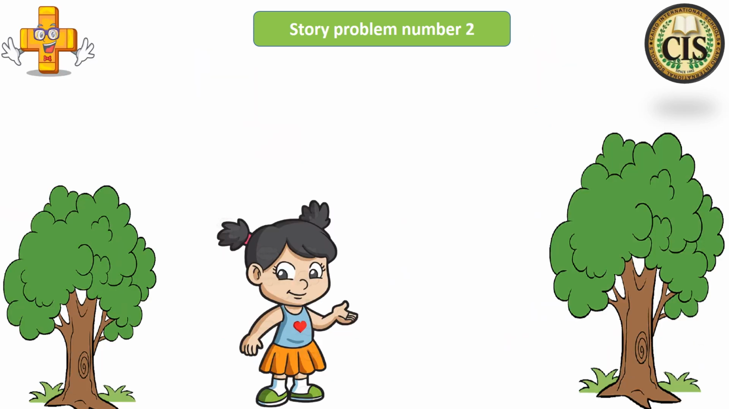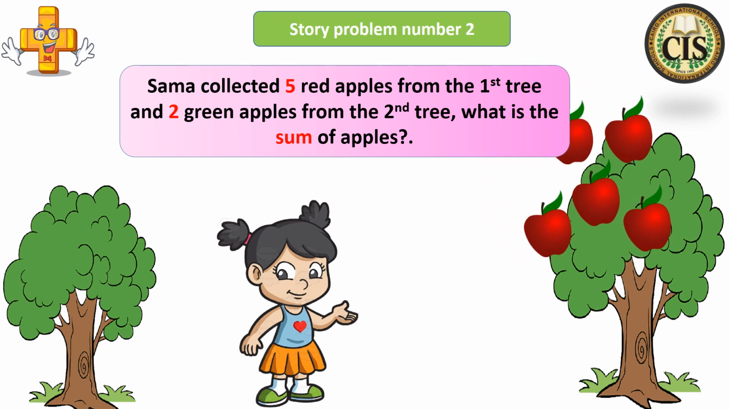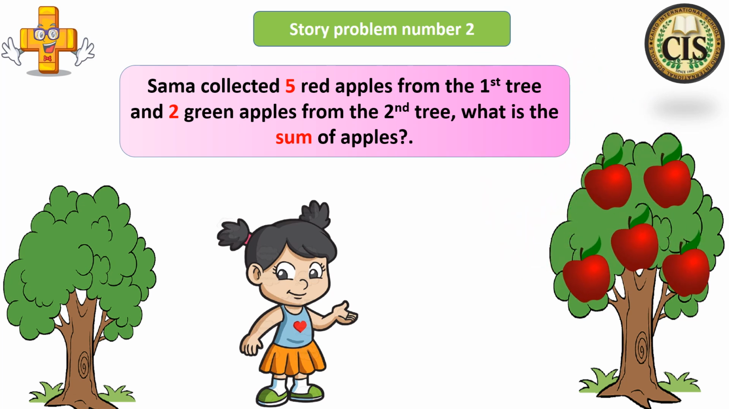Story problem number 2. Sama collected 5 red apples from the first tree and 2 green apples from the second tree. What is the sum of apples? Here we want to know the sum or the total number of apples that Sama collected. She collected 5 from the first tree and 2 green apples from the second tree. So we have to circle the numbers and underline the keyword. Here we have the keyword sum, which is one of the addition keywords.